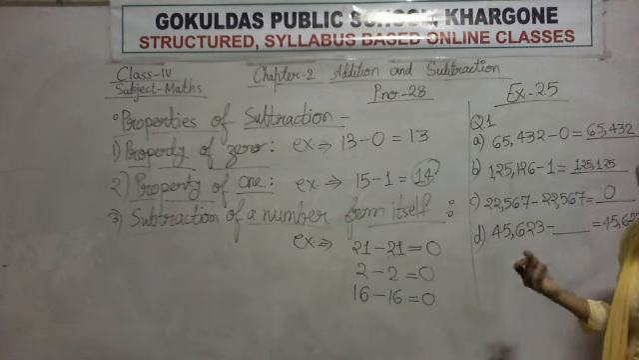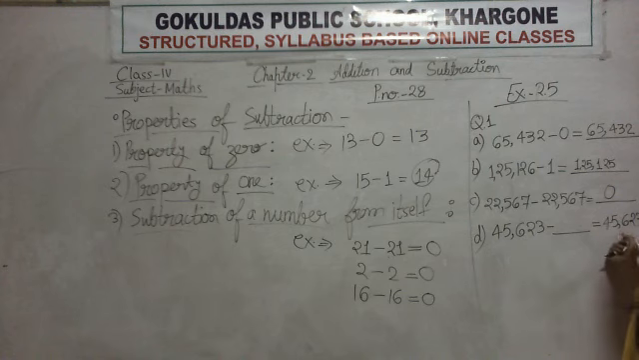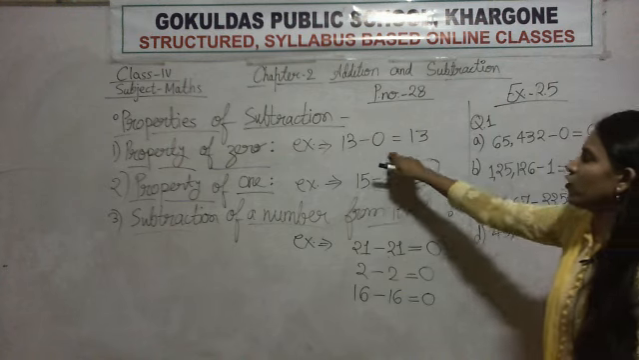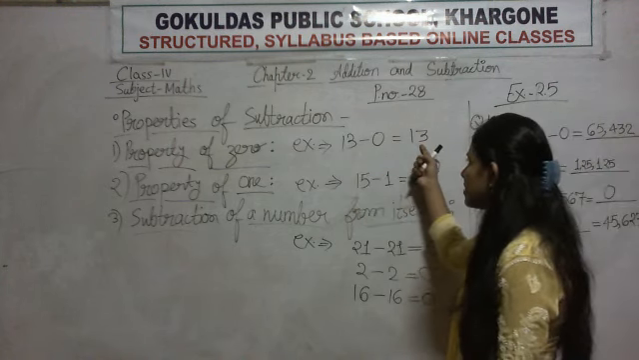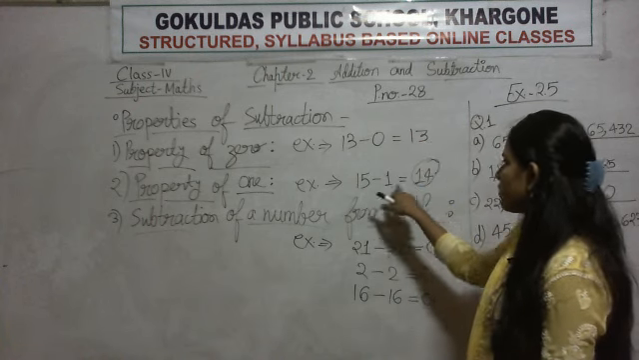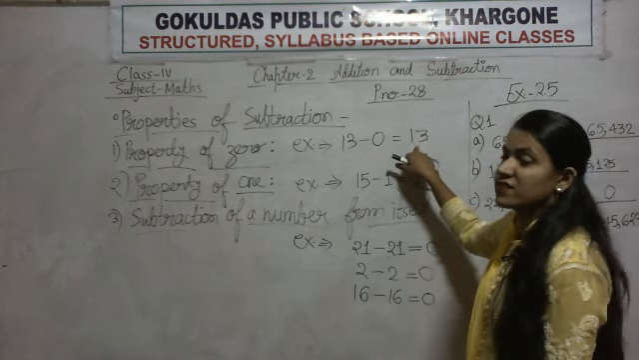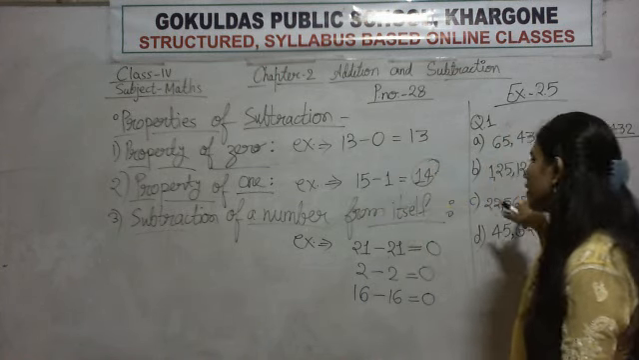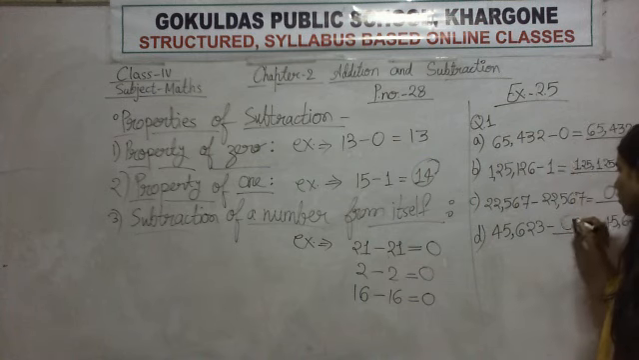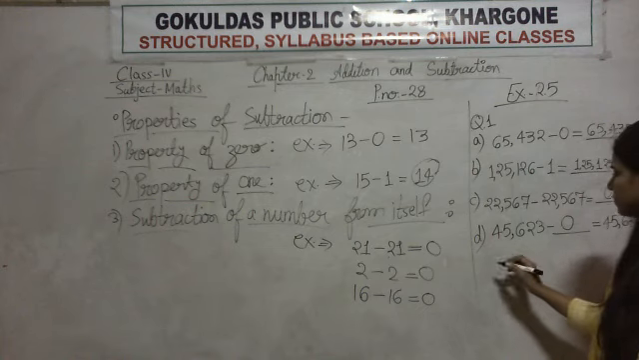0 or 1 or 3. Observe the given number and your answer. Your given number and answer are the same. So when this happens, the property of 0 follows. When you subtract 0 from the given number, you get the number itself as the answer.